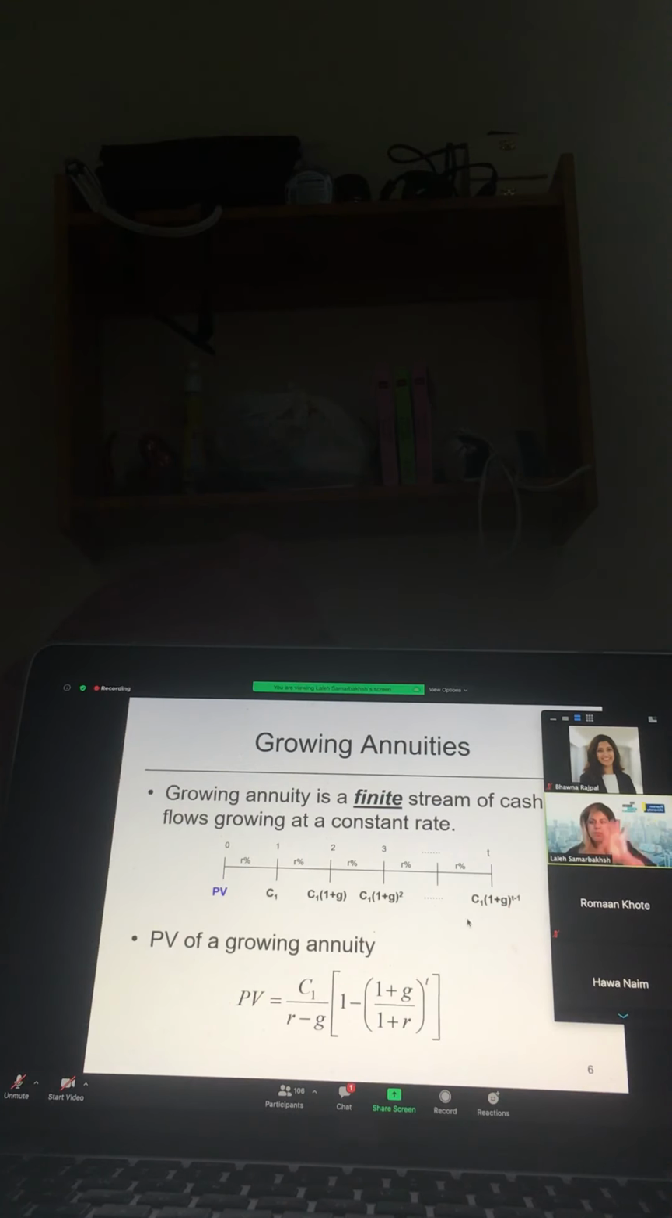Okay, so this is where we saw growing annuity for the first time. And I said to write down this formula and keep it handy because growing annuity is not something that's part of your calculator. You have to do it yourself.